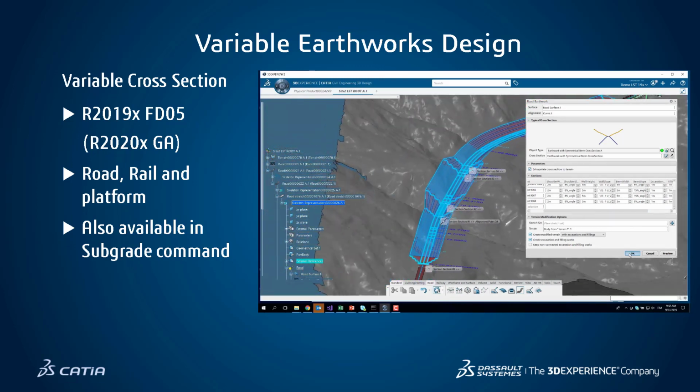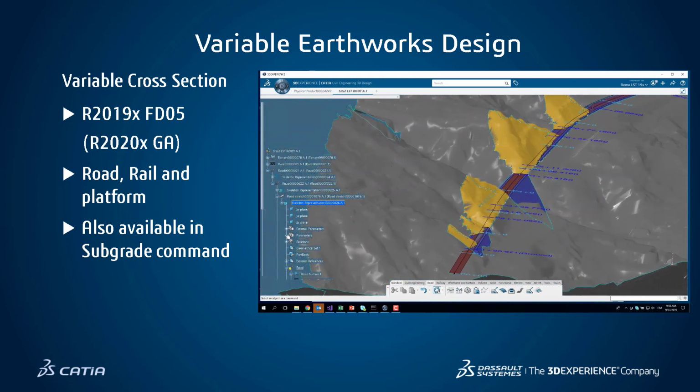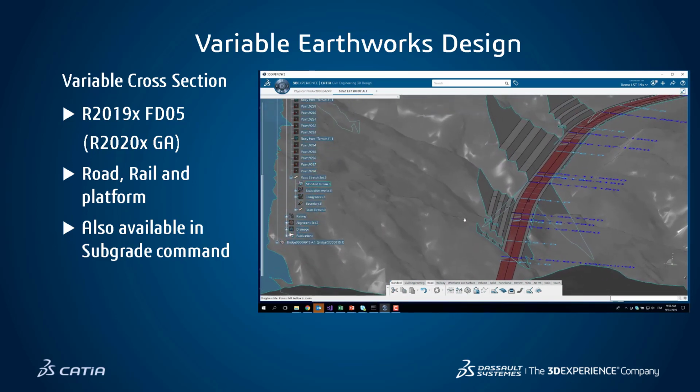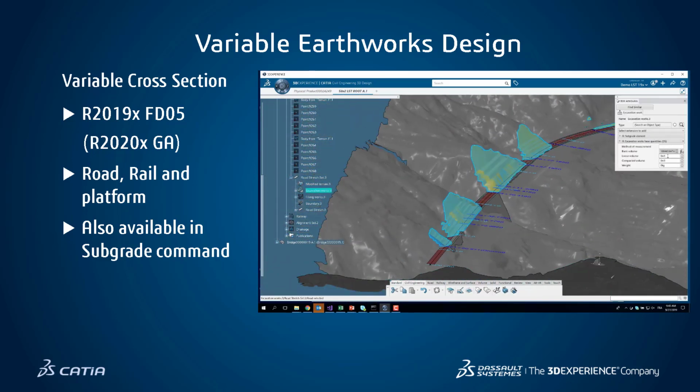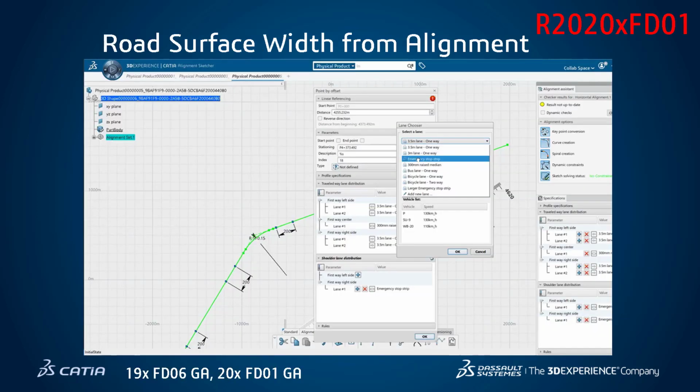And then when you do the cut and fill in one shot, you see here what's being cut, what's being filled, and the modifications are applied to the terrain automatically. So that's a great enhancement to road and rail design in 20X.